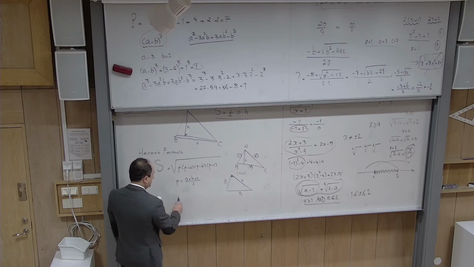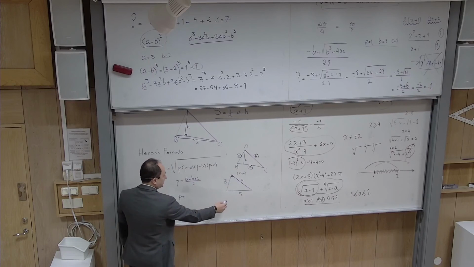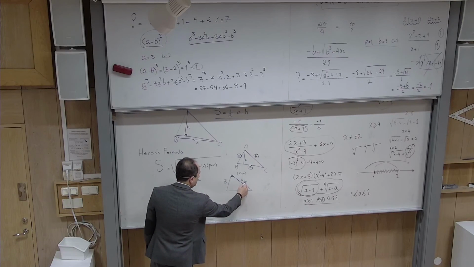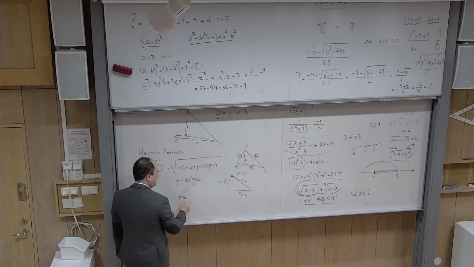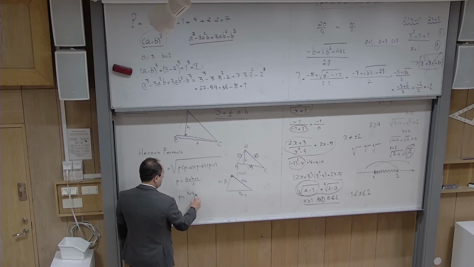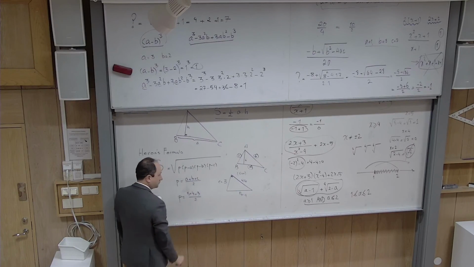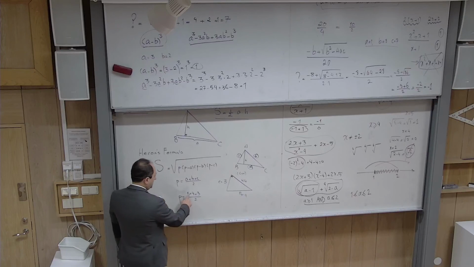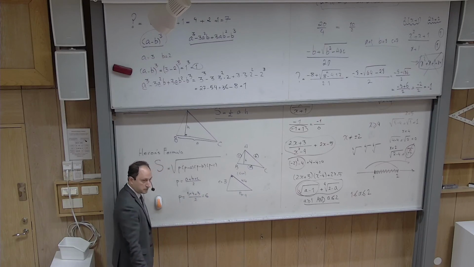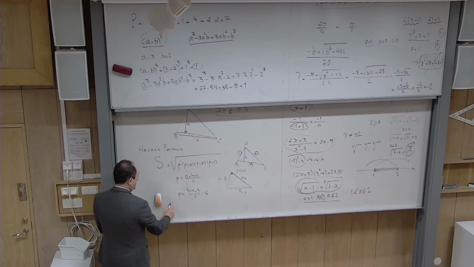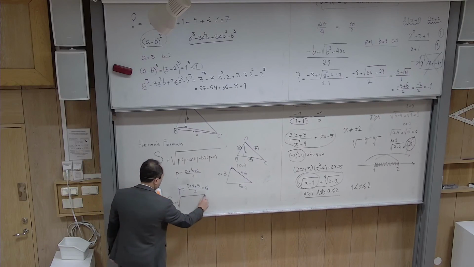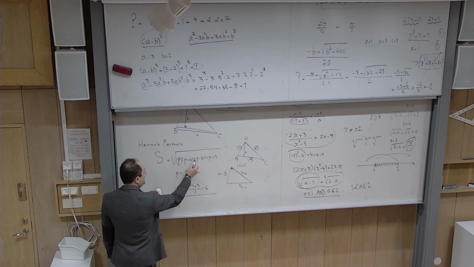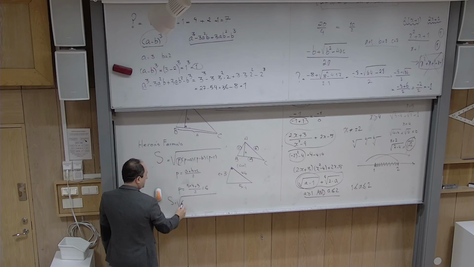So you write P is equal to A. One of them is A. For example, this is A, this is B, this is C. So A is 5 plus B is 4 plus C is 3, divided by 2. What's the answer? Yes, 6. So P is 6. And then I go back to Heron's formula for S, which becomes equal to, every appearance of P should be replaced by 6.